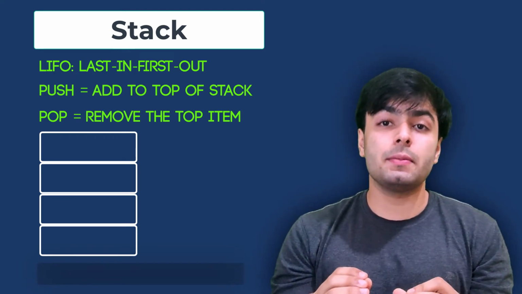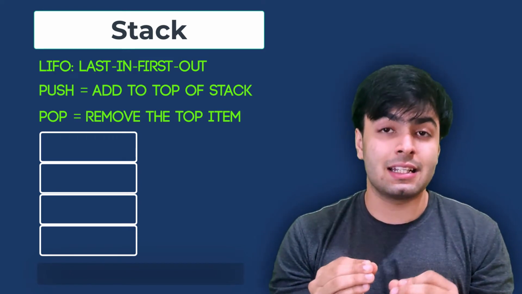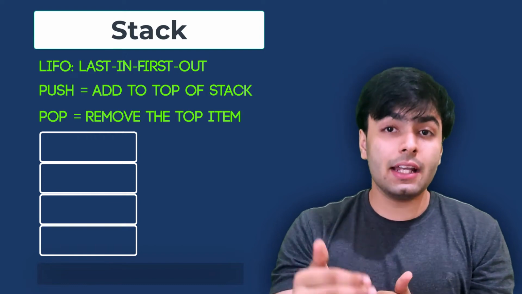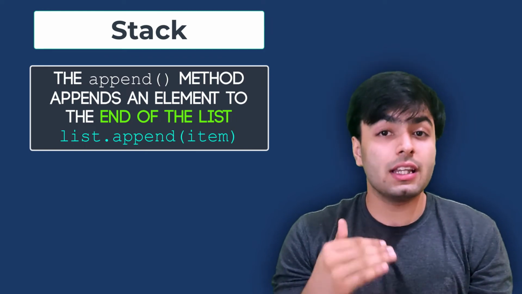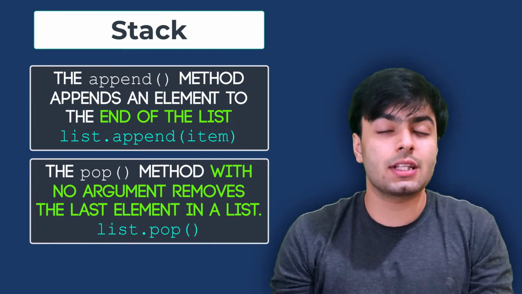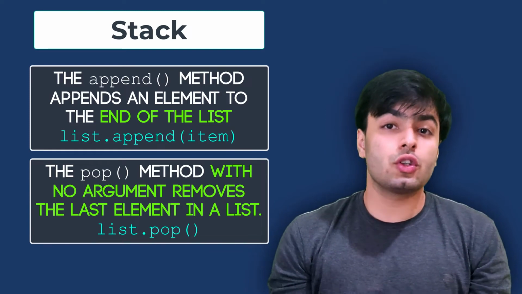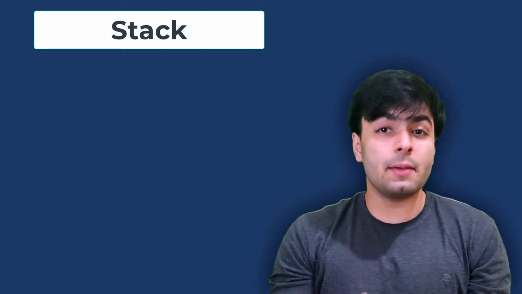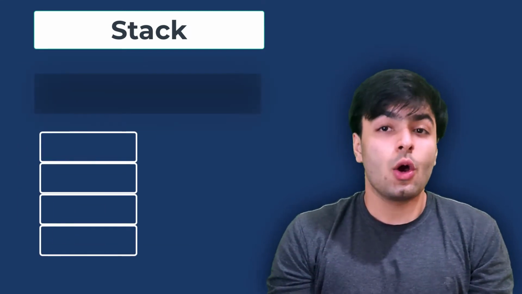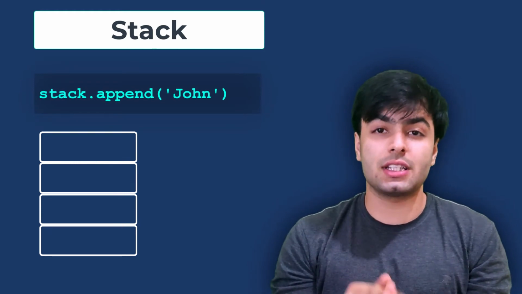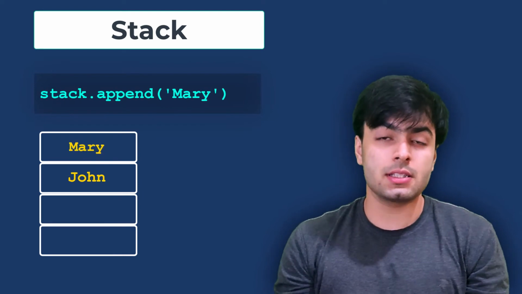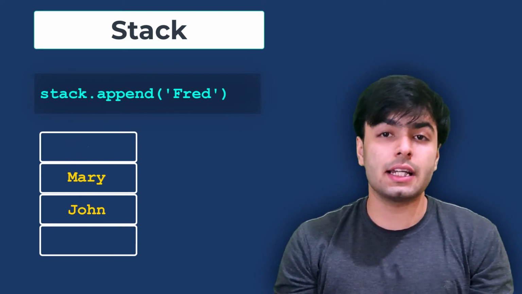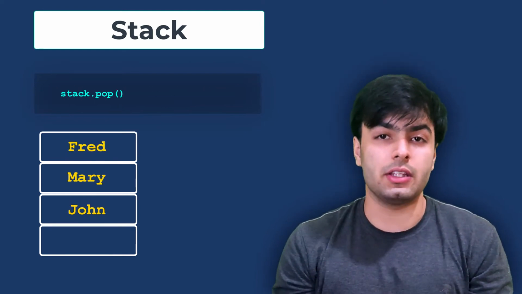A stack can be implemented in Python using a list. In order to add an item to the end of a list or to the top of a stack, we can use the append method. And to remove the top item in a stack or the last item in a list, you can use the pop method. So for example, here we have an empty stack or Python list. We can push an item to the stack using the append method, like so. And let's say we do that a couple more times. We can then remove the topmost item in the stack using the pop method.